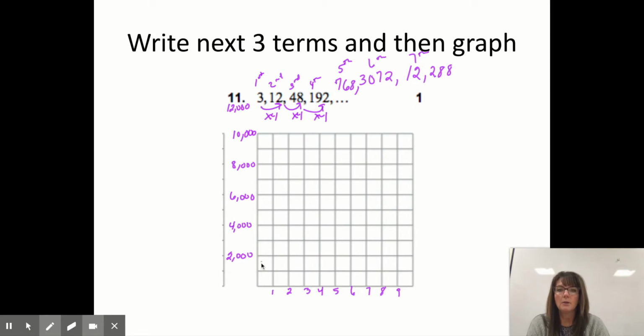All right. So we would graph 1 and 3, literally the number 3. 2 and 12, way down here. Look how crazy this is. 3 and 48. 4 and 192. And then 5, we're finally getting close to this 1,000 mark. But obviously these numbers are way off in my graph. 6, now we're going to be up over the 3,000 mark right here. And then the 7 is way up in here.